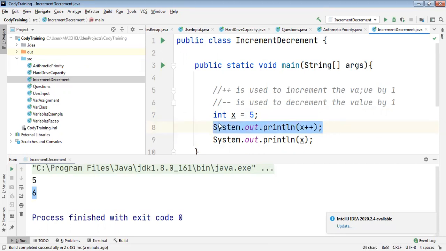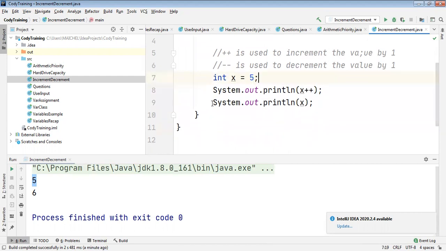So here, execution of the print line comes first, and we got 5 with the initial value. Then in memory we incremented this by 1, so it's 6 now. Again, we move to the new line, we print the value of x. Now it's in memory, it's 6, not 5.